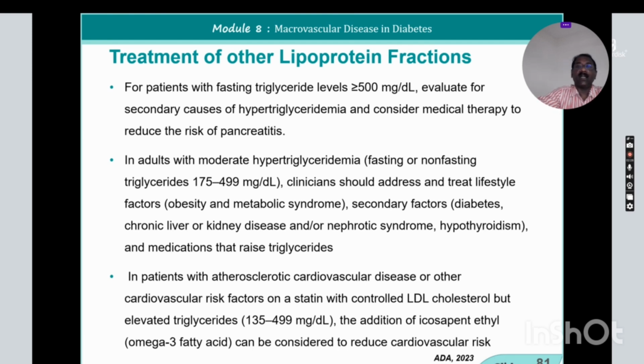Treatment of the other lipoprotein fractions. For patients with fasting triglyceride levels more than 500, evaluate for secondary causes of hypertriglyceridemia and consider medical therapy to reduce the risk of pancreatitis, especially in alcoholics. The triglyceride levels will be very, very high, so alcoholic pancreatitis. In adults with moderate hypertriglyceridemia, fasting or non-fasting, clinicians should address and treat lifestyle factors like obesity and metabolic syndrome, and secondary factors: diabetes, CKD, nephrotic syndrome, hypothyroidism.